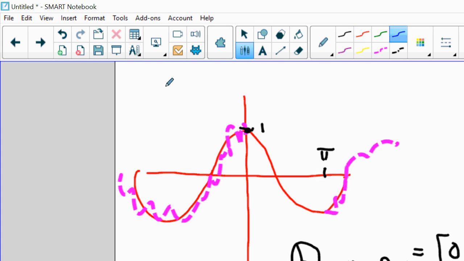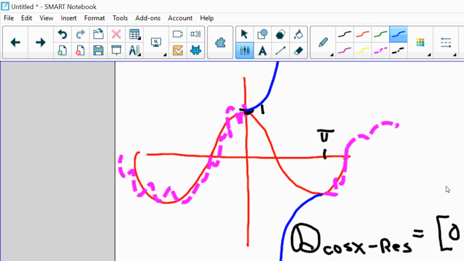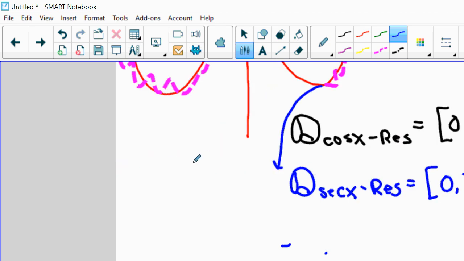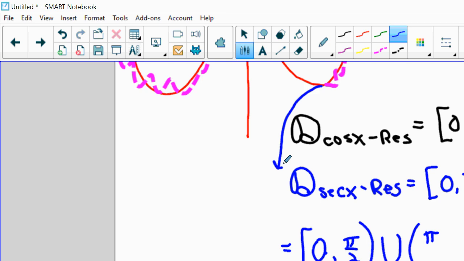And similarly, the domain secant x restricted is basically 0 to pi. Take away the asymptote pi over 2. That's graduate level notation. You probably should call it 0 to pi over 2, not including, union, not including pi over 2 to pi. That's how you remember where it's restricted.